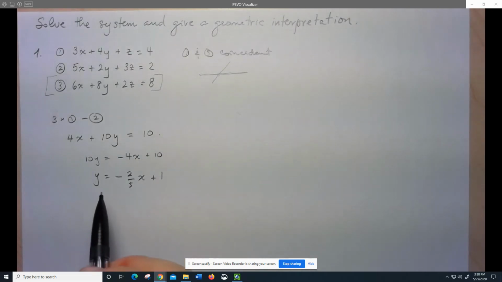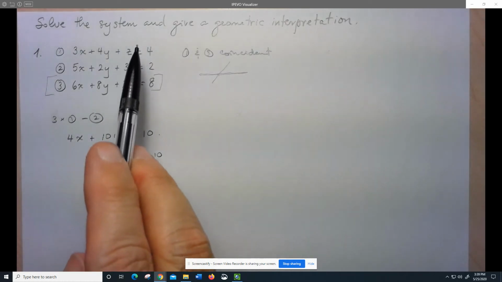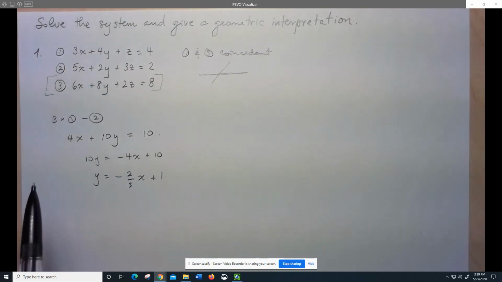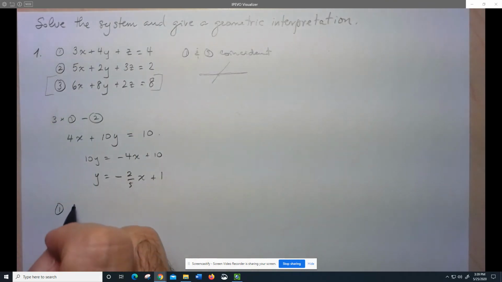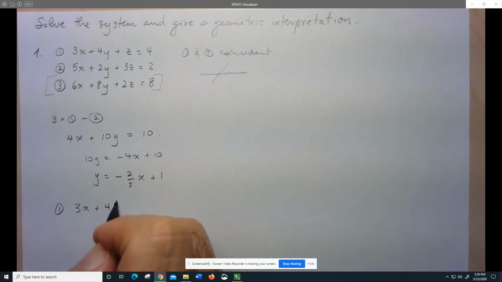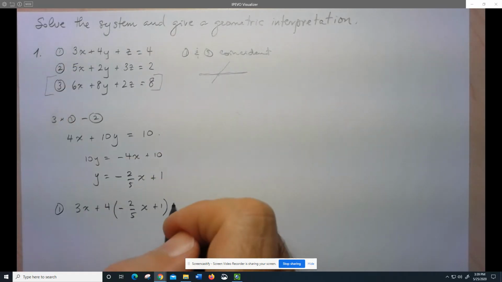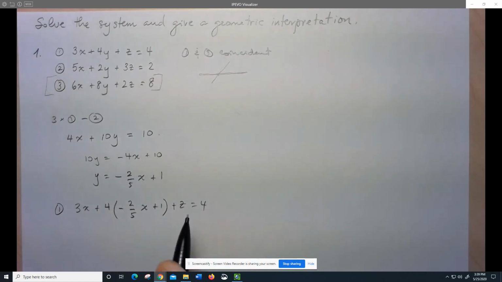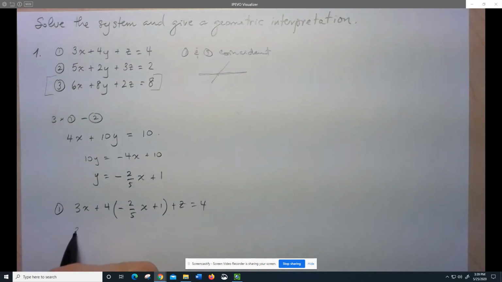All right, now that I have y written in terms of x, my goal is to write z in terms of x. Since I've got the lone z, I'll use equation 1. I'm now going to input my expression for y into equation 1. So we have 3x plus 4y, and here I'm going to replace y by negative 2 over 5x plus 1, plus z is equal to 4. And now I can solve for z. So let's do a little cleaning up here. Here we have 3x, and this is going to be minus 8 over 5x, and this is going to be plus 4, and then plus z equals 4.